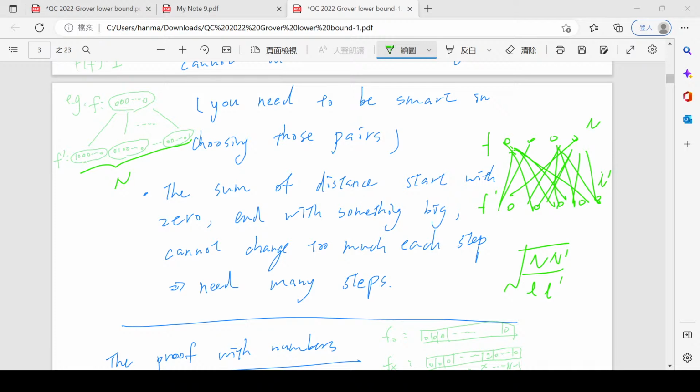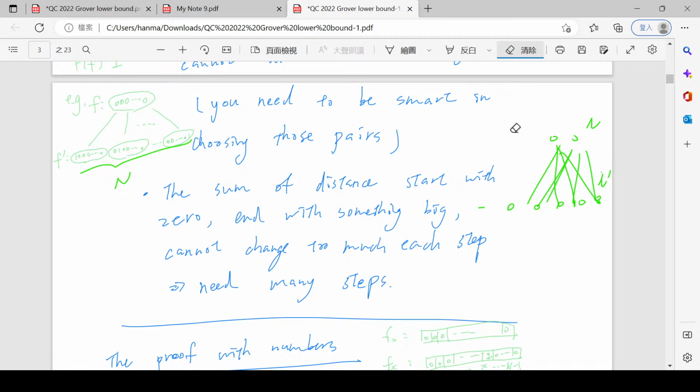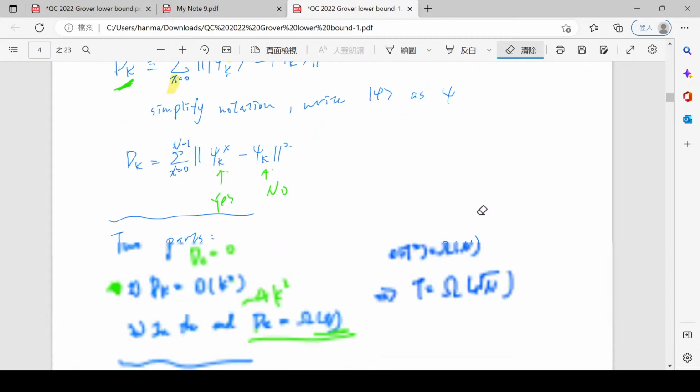Okay. Any other question? If not, okay, let's erase this. If not, then let's continue our derivation of the square root lower bound.